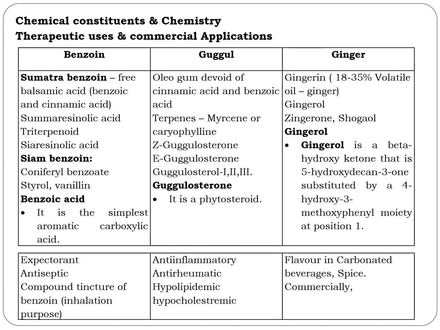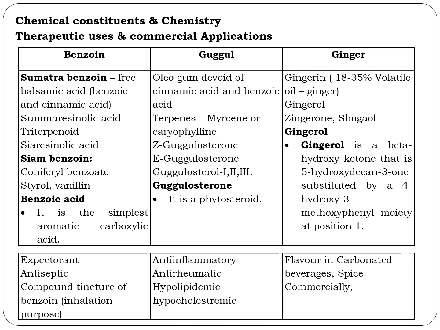Let us see about the chemical constituents of benzoin, guggul and ginger. Whenever we look at the chemistry, Sumatra benzoin contains free balsamic acid, and it also consists of sumaresinolic acid, triterpenoid and siaresinolic acid, whereas Siam benzoin consists of coniferyl benzoate, styrol and vanillin.